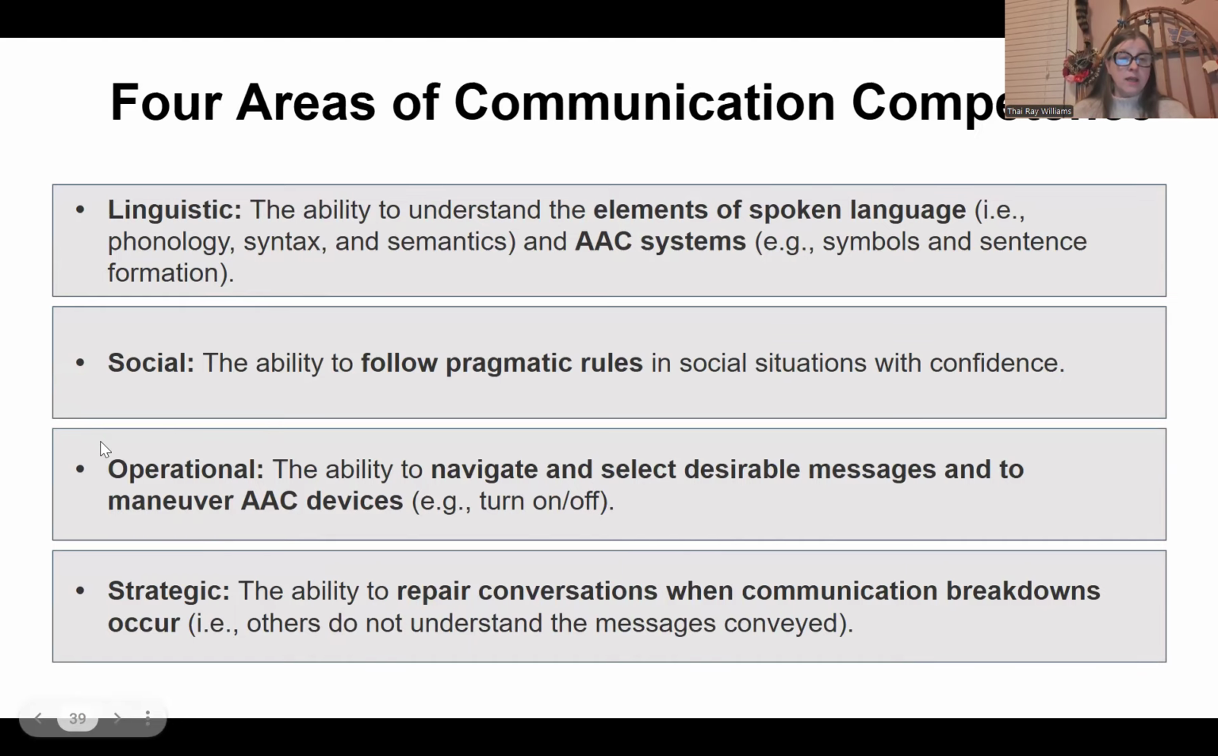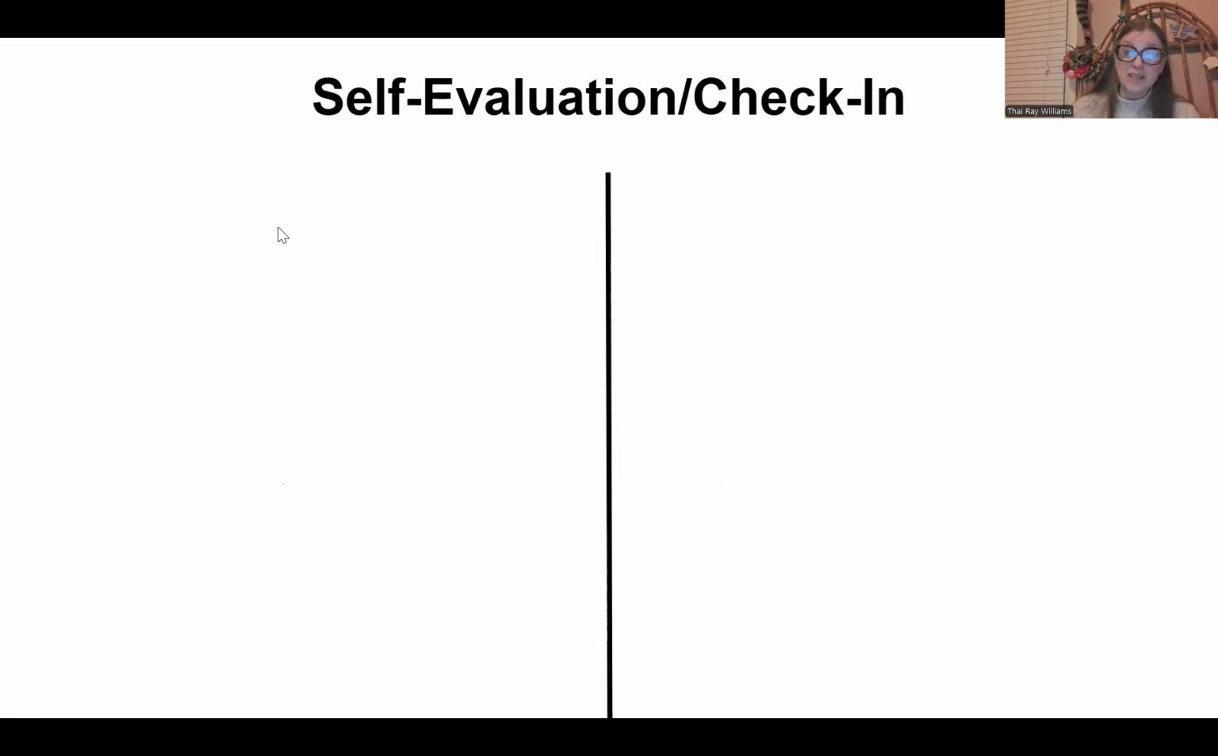And then finally, there is a strategic component so that when a conversation falls apart or has a breakdown, somebody doesn't understand what you're trying to communicate to them, can you repair that conversation? Can you then add something to your communication that is going to support their understanding, such as taking their hand as you're talking and walking them to the item that you want? Or can you say what you were trying to express in a different way? So again, these are 4 areas of communicative competence, and they're things we want to make sure we're planning for.